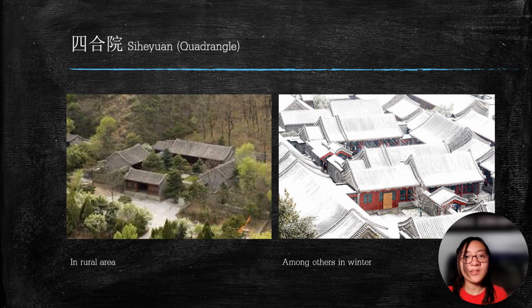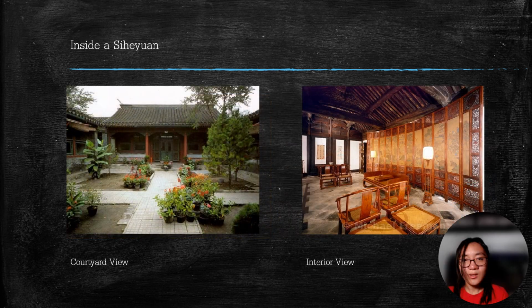The first style is Siheyuan, also called a quadrangle. It is shown here in a semi-rural setting and again in the winter, but the second picture shows the Siheyuan in a compact grid along with other Siheyuan forming alleys. Here are some pictures inside of a Siheyuan, the courtyard in one of the buildings, and then the interior view.